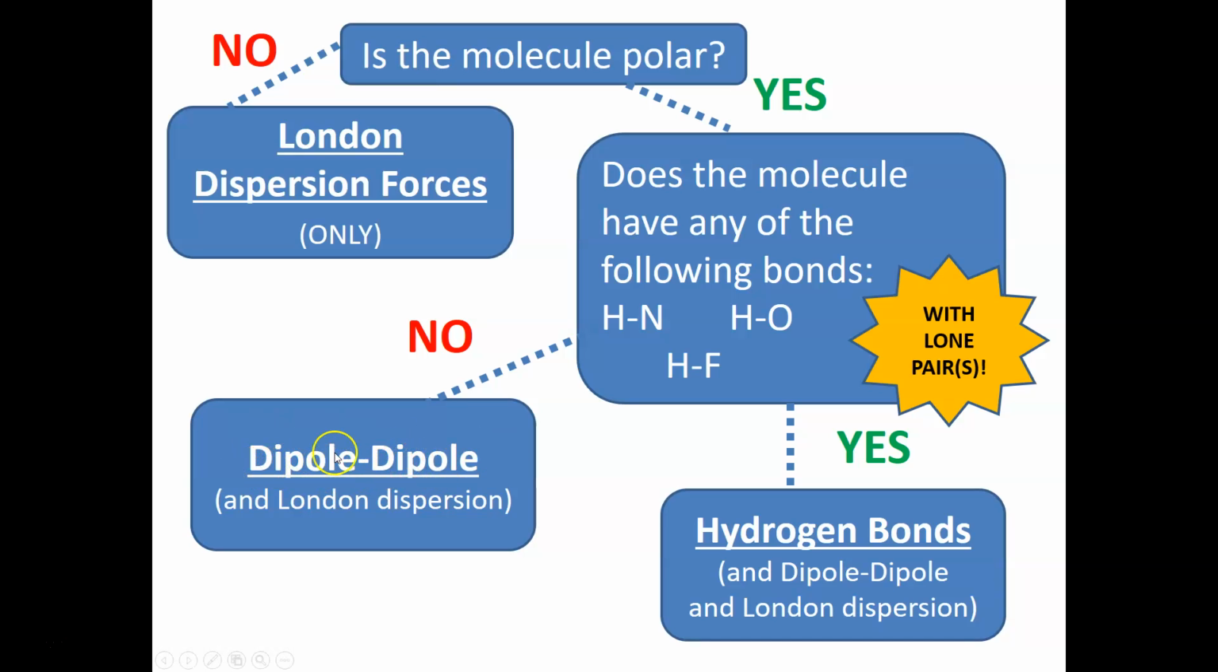If you do have these special criteria, then it's specially called a hydrogen bond, which is just a fancy dipole-dipole type, a subcategory. And you also have London force, right? Because everything has London forces. But the dominant force would be that hydrogen bond.